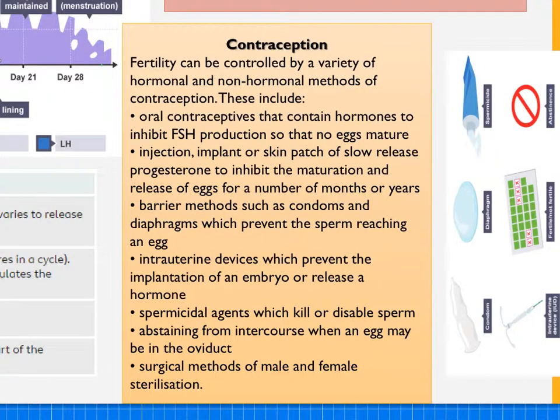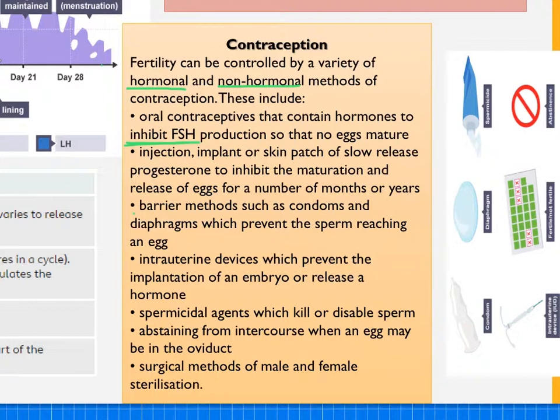Part of the exam is going to be talking about contraceptive methods as well, so you need to know about different types of methods related to hormonal and non-hormonal methods. The main one you'll need to know is about the pill, which is the oral contraceptive, and the fact that it contains hormones to inhibit FSH, to stop FSH being produced. Okay, and they contain estrogen and progesterone.